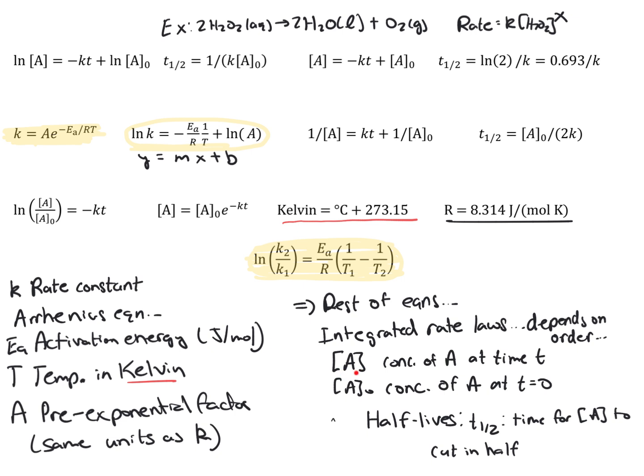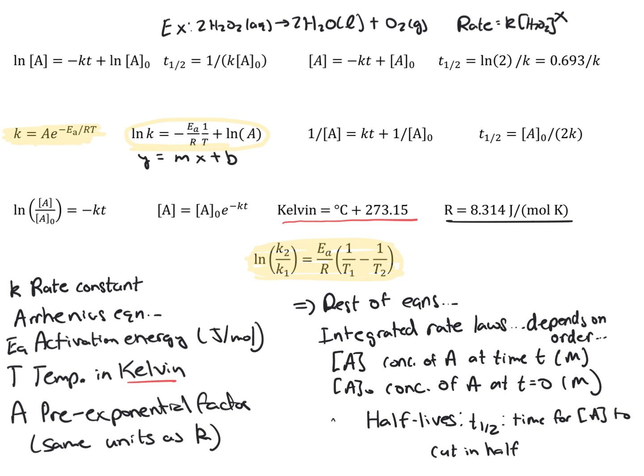So A in brackets is the concentration of A at some time t, right? Concentrations are always in units of molar. A naught is the concentration of A at time t equals 0. And you can see we have a bunch of different equations that look like that. This one, this one, this one, this one, a bunch of these different equations. Now, the right equation to use, that is something you need to memorize.